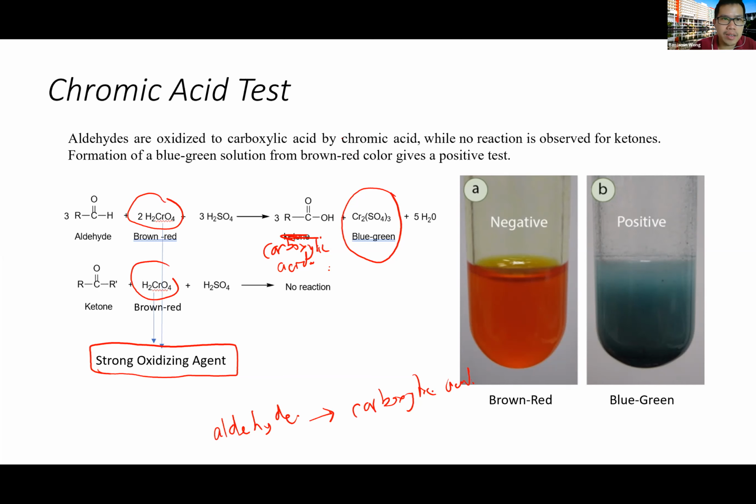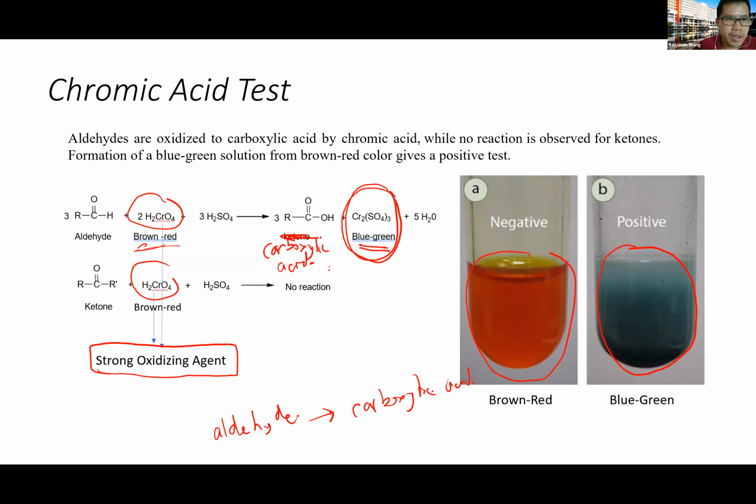then the chromic agent, the part that is being oxidized already, turns into a substance that shows blue-green. So it changed from brown red to blue-green because there's a structural change here. When there's a structural change, the color will change as well. So from brown red to blue-green. This is the brown red. This is the blue-green.